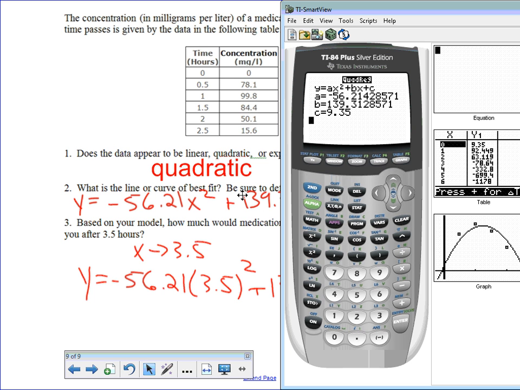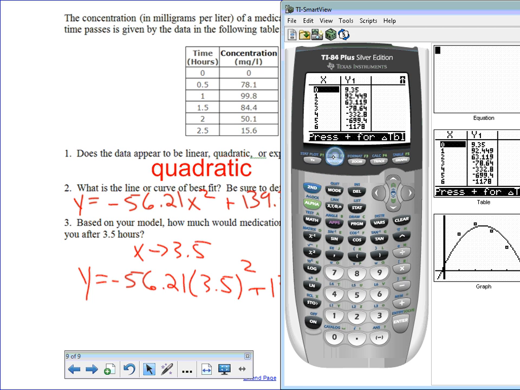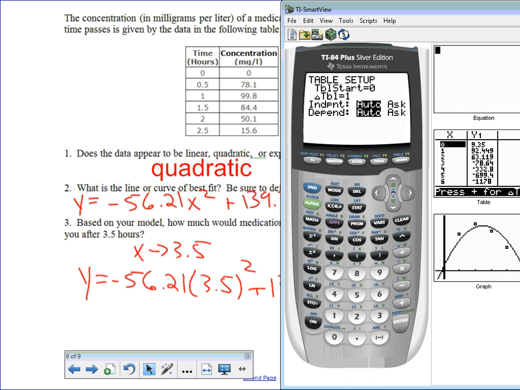Oh, whoops, that's not what I wanted. I wanted the table. So one of the tricks you can do is when you go to table setup, this is how the table works. You're telling it what value you want to start at, and you can also tell it how much to change each time.